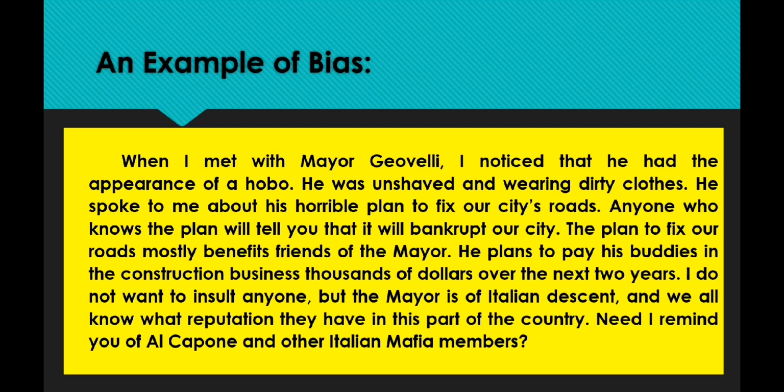I do not want to insult anyone, but the mayor is of Italian descent, and we all know what reputation they have in this part of the country. Need I remind you of Al Capone and other Italian mafia members?